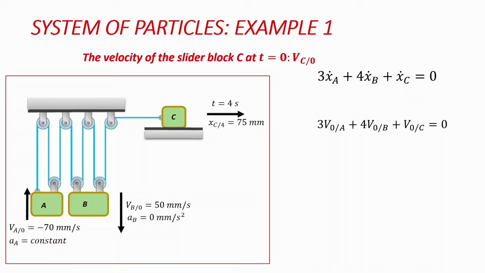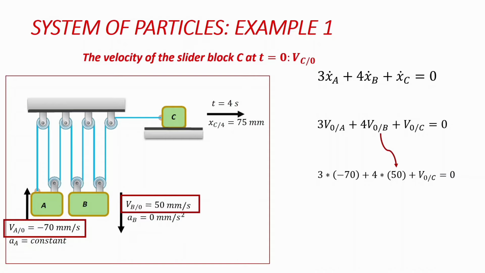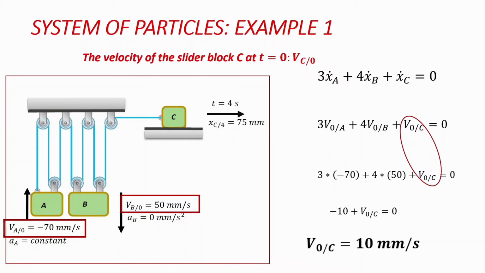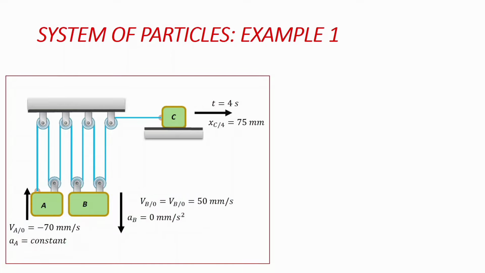So because we have all these variables, if we put them into the equations, for the initial velocity of particle A, we had it to be minus 70 millimeter per second. For the initial velocity of particle B, we had it to be 50 millimeter per second. And of course, we are looking for the initial velocity of particle C. So by the time we relate them and simplify this equation, we get our initial velocity of particle C, that's the velocity of slider block C at time equal to 0, to be equal to 10 millimeter per second. So that's that about the first question we are to answer for the particular sample problem we're working with.